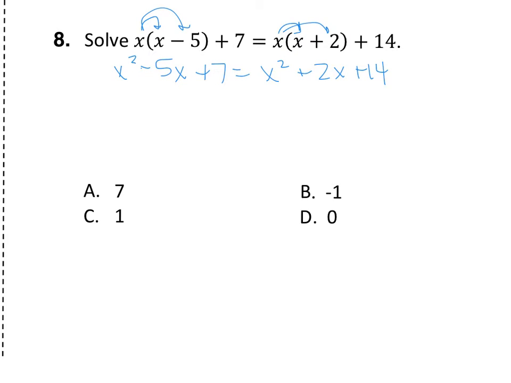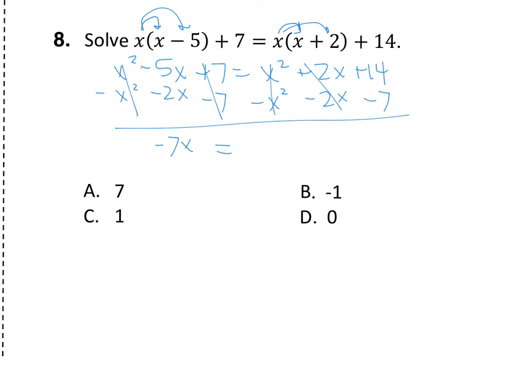Now I want to look at isolating my x squared and x terms. So if I subtract x squared to move that to the other side, those will actually cancel out. And if I also subtract 2x, bring it to the other side, I get negative 7x, and at the same time if I subtract 7, equals 7, divide by negative 7, and I get negative 1, which would be here, letter B.